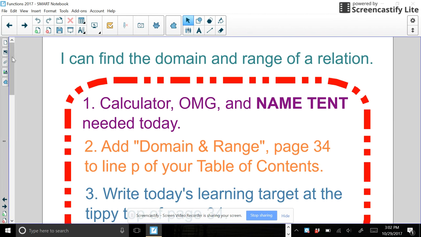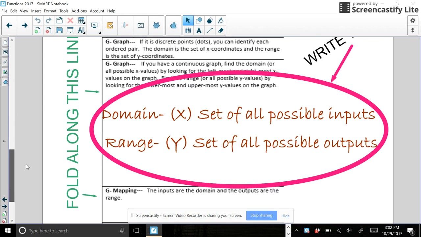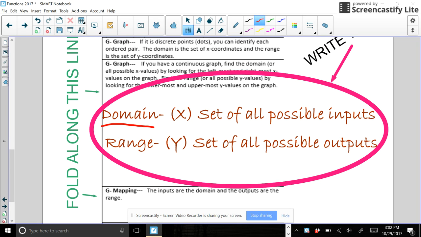The first thing we're going to do is add two definitions to the front of our foldable. The first definition we're going to add is domain. Domain is X, all your X's, so it's the set of all possible inputs. And then add range, which are your Y's, the set of all possible outputs. Continue the video after you write your definitions.